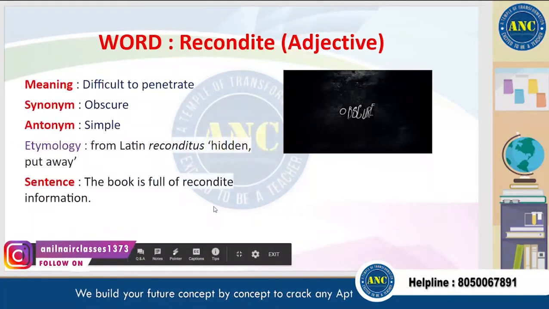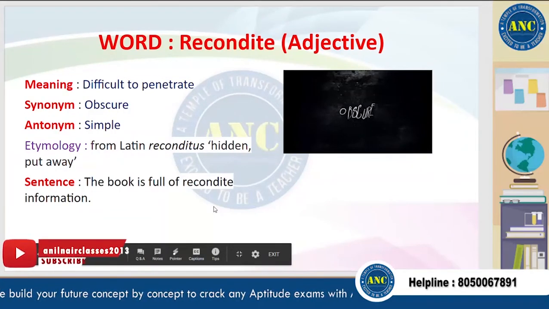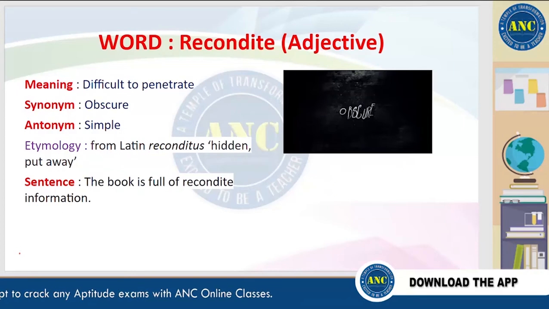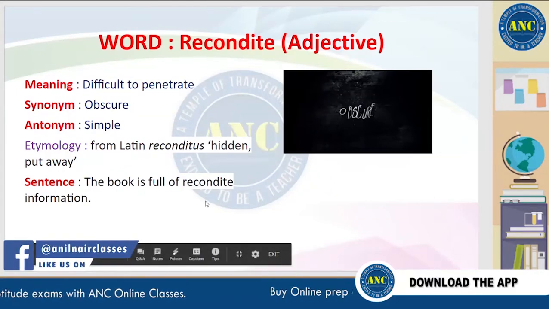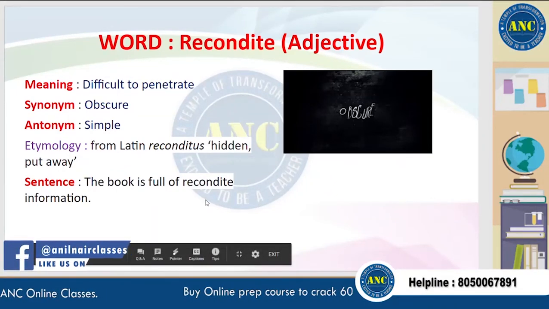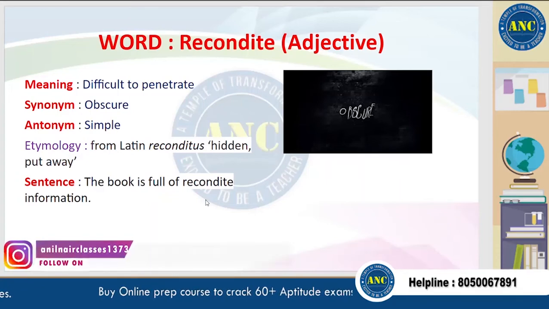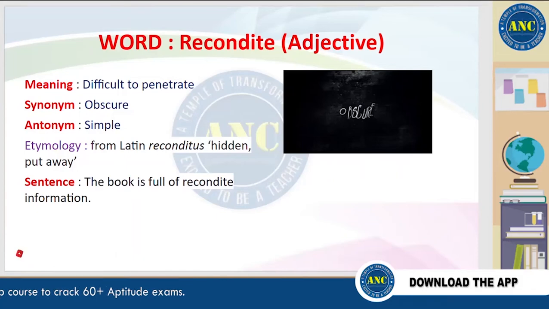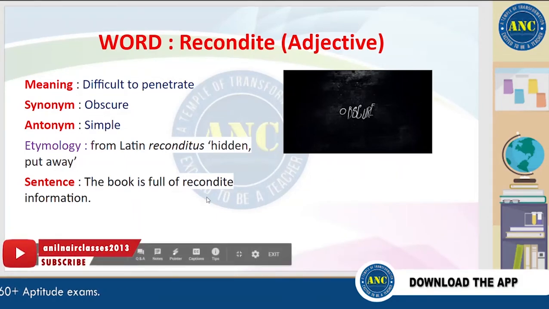The next word is recondite. Recondite means difficult to penetrate. A synonym for this word is obscure, and an antonym is simple. It is derived from a Latin word which means hidden or put away. A sentence for this word is, the book is full of recondite information.